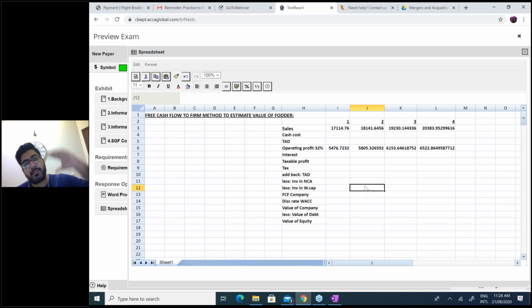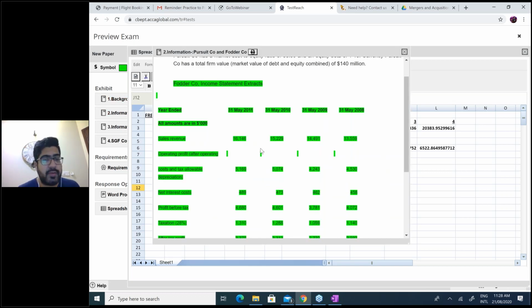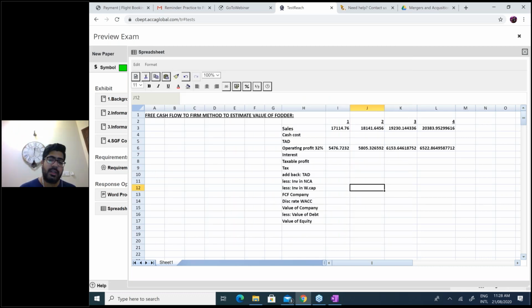The question also mentioned it in the format. See the format of the question: once you take revenue, it isn't writing cash cost and TD. It is only taking operating profit, believing that it is after cash cost and TD. So I took the operating profit percentage, that's 32%, and when 32% is taken, cash cost and TD are deducted. Interest, I needed to write it in the format, but in the FCF to company method, interest doesn't come, so it's 0.